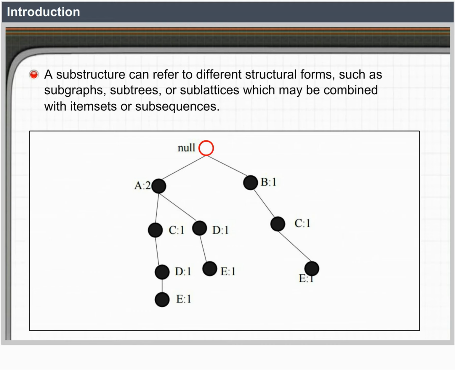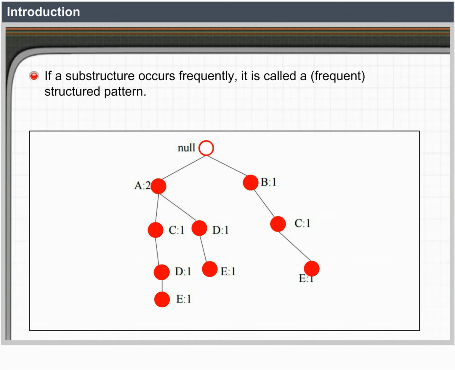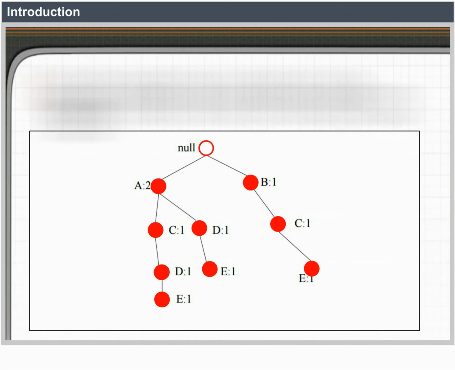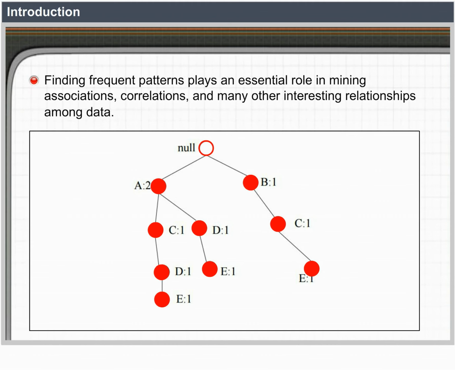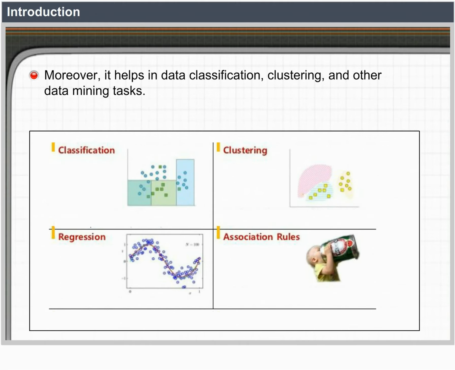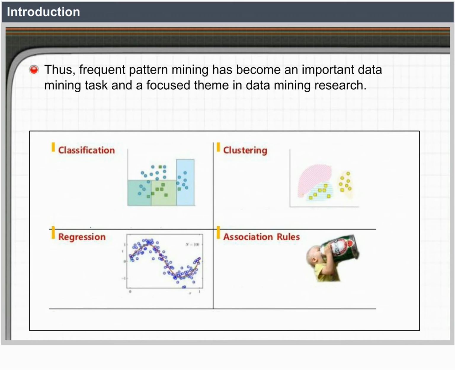A substructure can refer to different structural forms such as subgraphs, subtrees, or sublattices, which may be combined with item sets or subsequences. If a substructure occurs frequently, it is called a frequent structured pattern. Finding frequent patterns plays an essential role in mining associations, correlation, and many other interesting relationships among data. Moreover, it helps in data classification, clustering, and other data mining tasks. Thus, frequent pattern mining has become an important data mining task and a focused theme in data mining research.